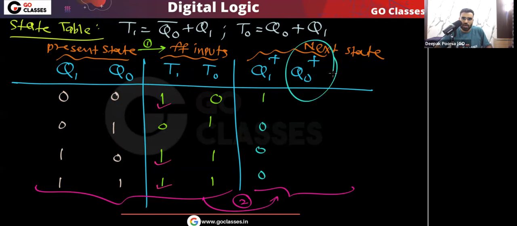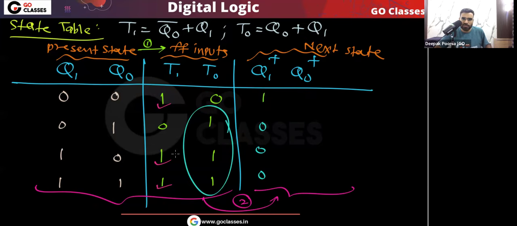And what about Q0 next? Who will determine Q0 next? T0 and Q0, yes or no? So wherever T0 equals 1, in the T flip-flop, if the T input is 1, then that is the toggle combination, meaning the next state will be the complement of the present state. So wherever T0 equals 1, the next state will be the complement of the present state.